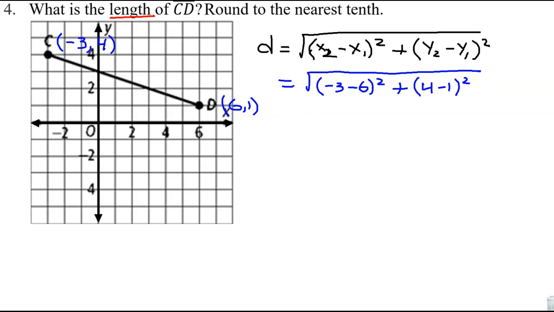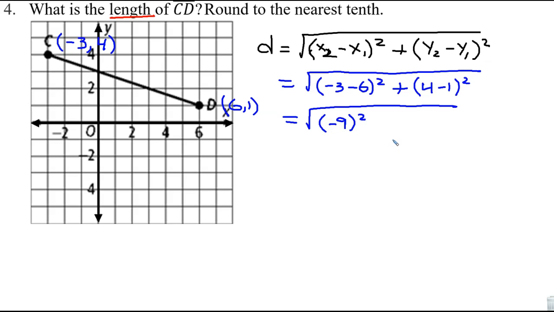All right, so we have our formula filled in. Technically I could just plug this straight into the calculator at this point. Wouldn't recommend that though. Let's reduce it and make what we're plugging in a little bit simpler. First thing I'm going to do is evaluate what's inside the parentheses. If we think of order of operations, it's parentheses first. So we'll keep our square root, and inside the parentheses, -3 minus 6 gives me -9.